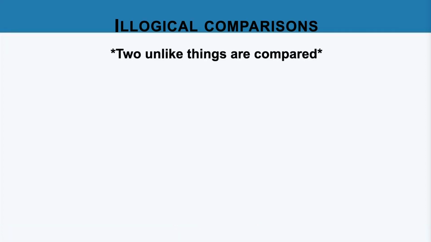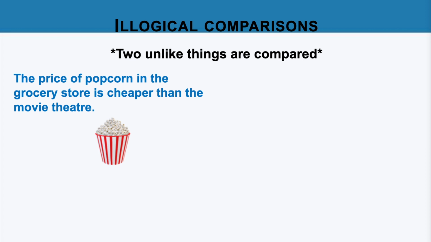So let's move on to another type of comparison, your illogical comparison. And these ones can be really tricky. So an illogical comparison happens when two unlike things are compared. Here's an example. The price of popcorn in the grocery store is cheaper than the movie theater.